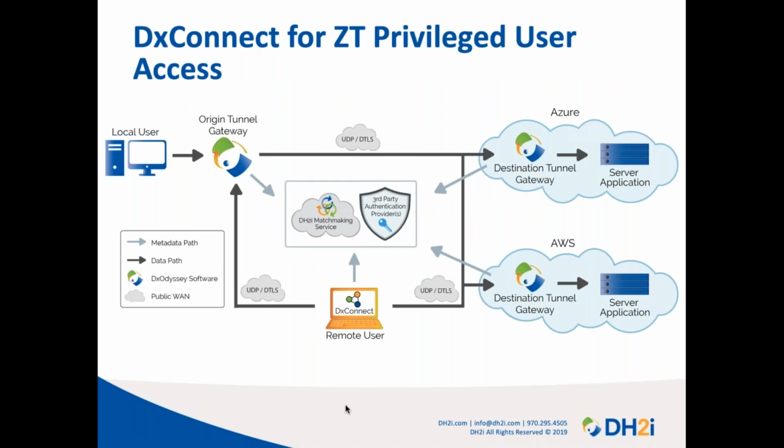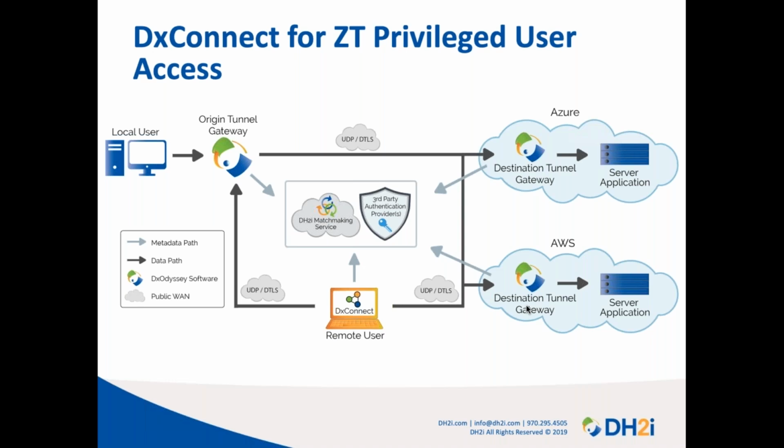So let's look at a diagram that outlines a remote user access type of use case. Essentially how this works is, first, the DxOdyssey gateway software would be installed on whichever machines you would like to act as gateways. So you can see here we've got 3 gateways in this group. One is on an on-premises location, one is in Azure, and the third one is in AWS. So again, at least one on each site.